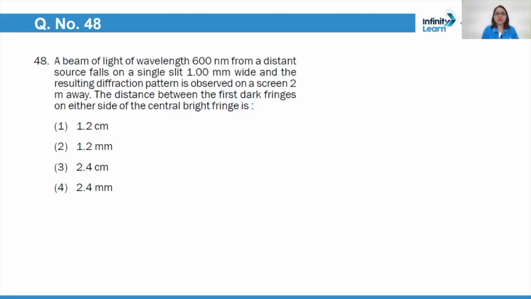Question number 48. A beam of light of wavelength 600 nanometer from a distant source falls on a single slit 1 millimeter wide and the resulting diffraction pattern is observed on a screen 2 meter away. The distance between the first dark fringes on either side of the central fringe will be? So in this case, theta is lambda upon a, right?